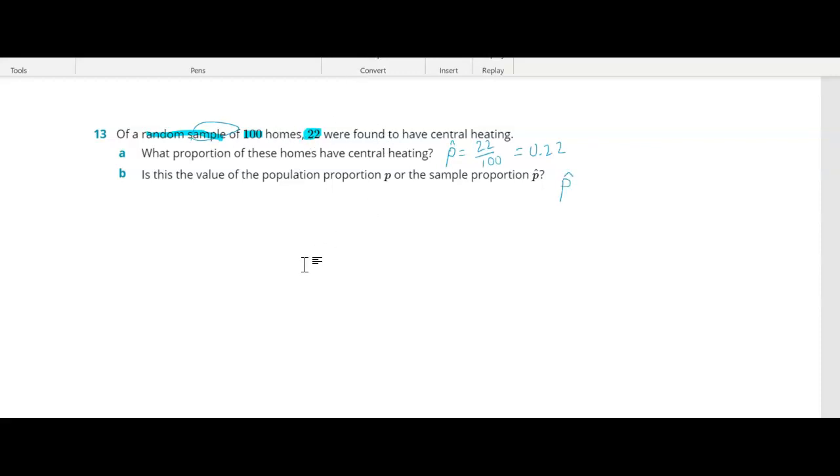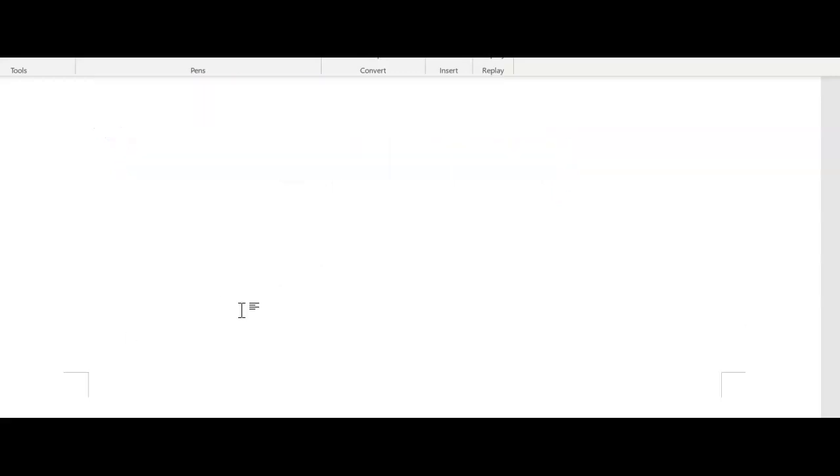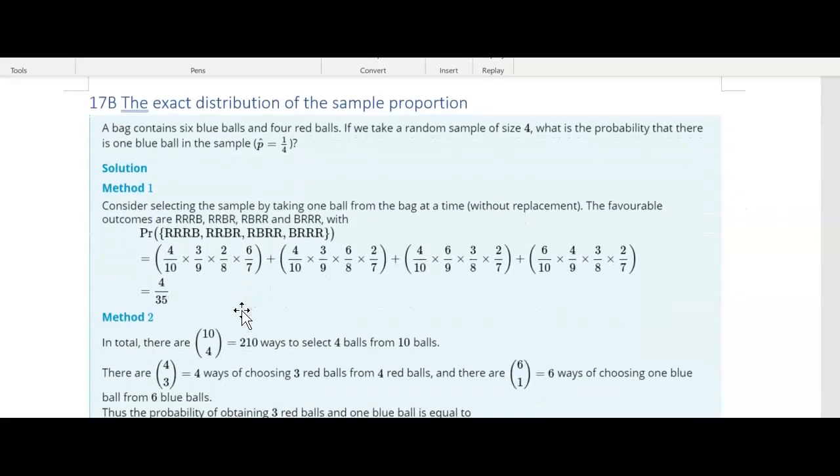All right, so that was quite a quick video. Let's go on to 17B, which I guess will be a little bit longer. In 17A, I think it was just looking at the definitions of sample and population. You do not need to be doing random sampling, mainly just knowing the difference between sample proportion and population proportion. Now the exact distribution of the sample proportion.